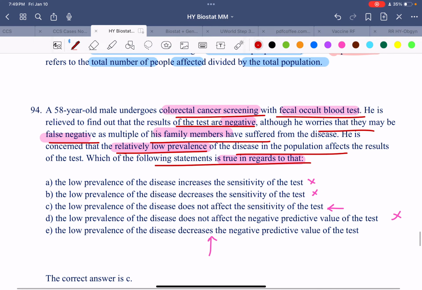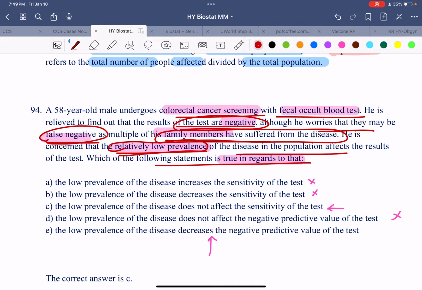Question 94. A 58-year-old male undergoes colorectal cancer screening with fecal occult blood testing. He is relieved to find out that the results are negative. However, he worries that he may be false negative, as multiple people in the family have suffered from that particular disease. He is concerned that the relatively low prevalence of the disease in the population affects the results. What is true regarding the case? So, the prevalence of that particular disease in the population is low, and the patient also has a negative test result, right?